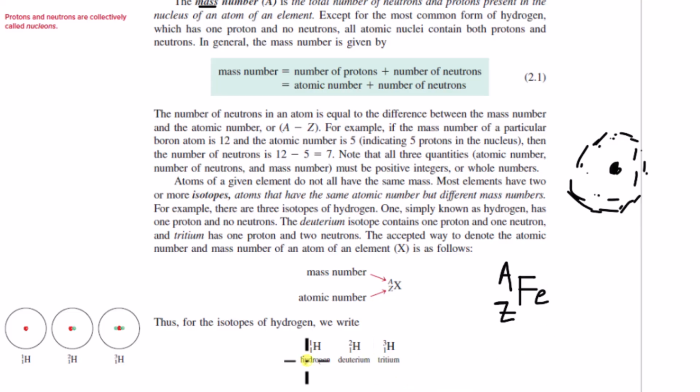So if you subtract these two numbers, you're going to get the number of neutrons in the nucleus. So this tells you everything you need to know about this specific atom, even the number of electrons, because if it's a neutral atom, then you know the number of electrons is going to be equal to the number of protons, which are given as the atomic number.